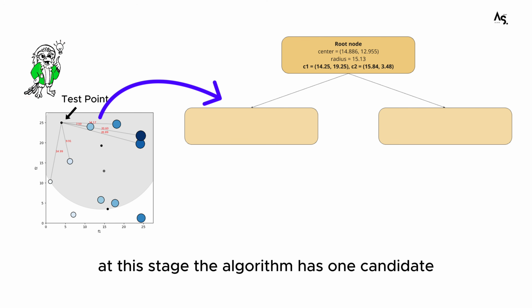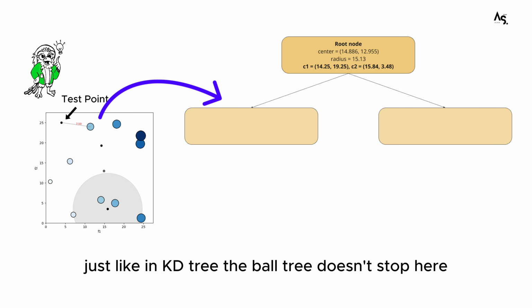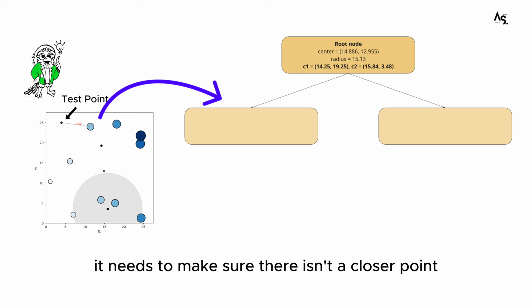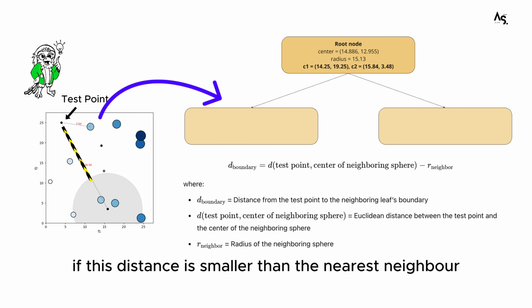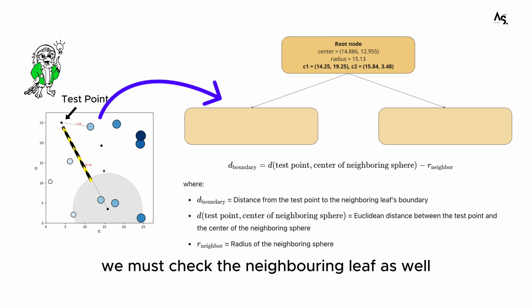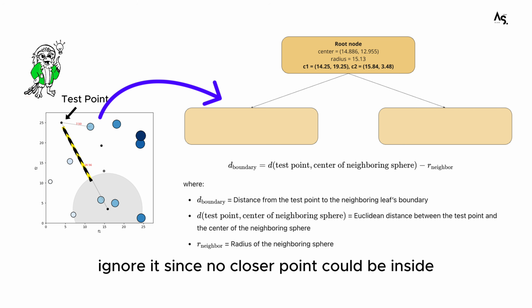At this stage, the algorithm has one candidate for the nearest neighbor, but is it truly the closest? Just like in KD tree, the ball tree doesn't stop here. It needs to make sure there isn't a closer point outside the assigned leaf. We calculate the distance from the test point to the boundary of the neighboring child leaf. If this distance is smaller than the nearest neighbor found so far, we must check the neighboring leaf as well. Otherwise, we prune that branch, ignore it, since no closer point could be inside.